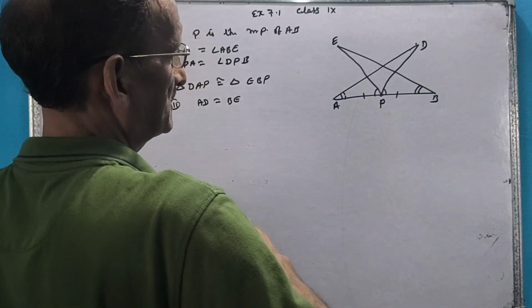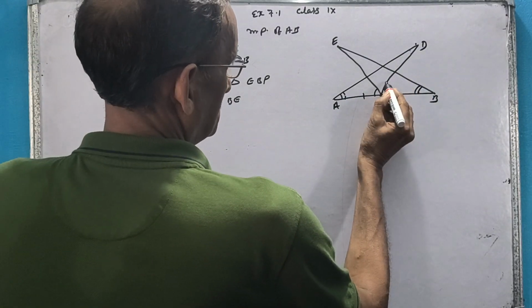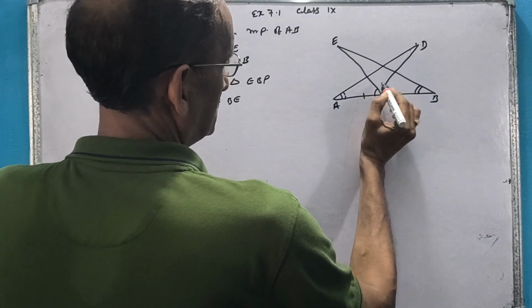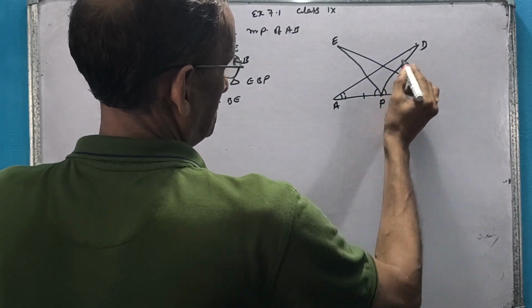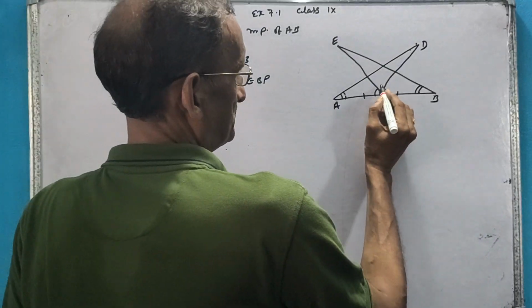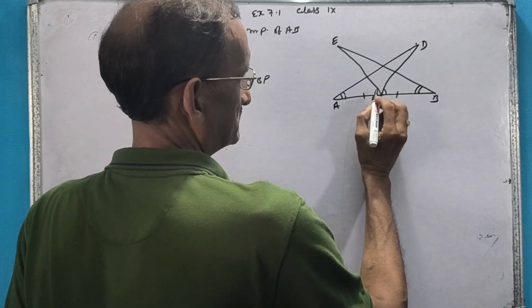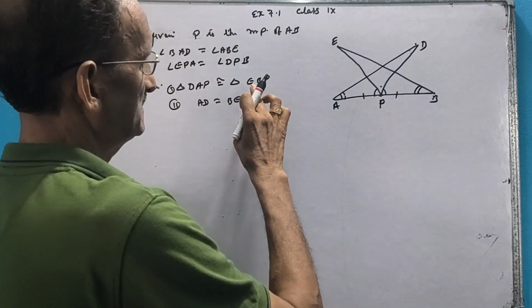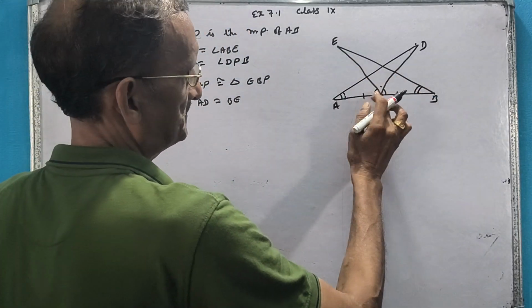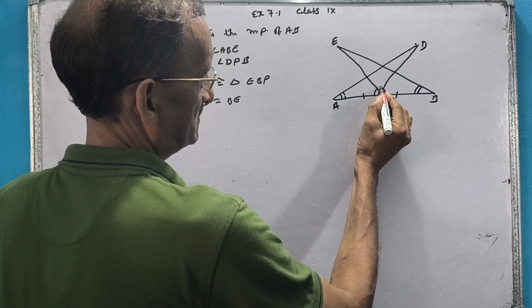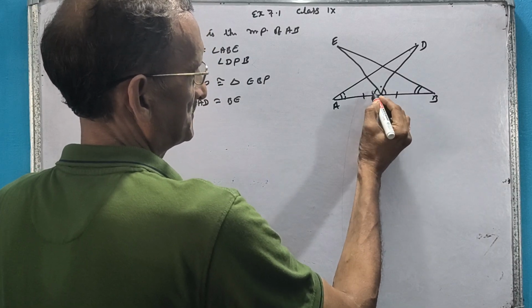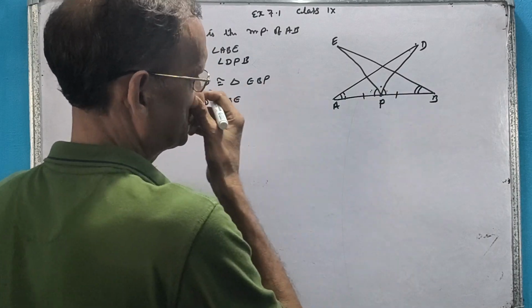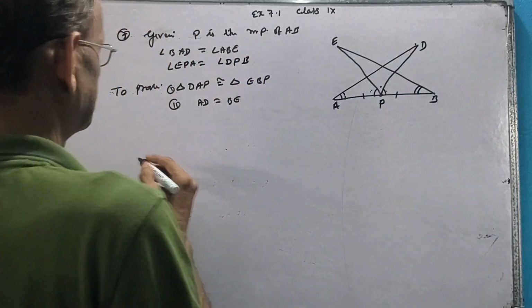In triangle DAP, we have this angle. What is its name, DPA or APD? But APD is not given, so we need to add this angle. And see here, in EBP, we have this angle. So we need to add this angle because this and this are given, just like the previous one.